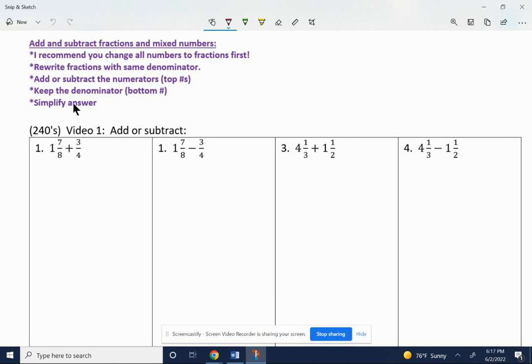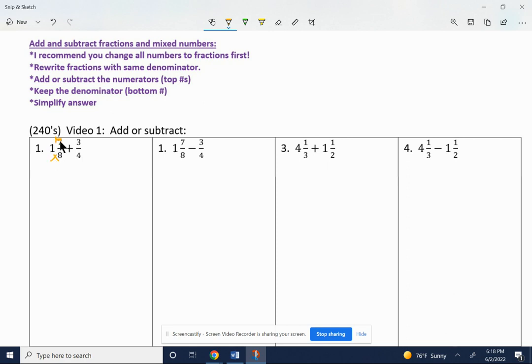Okay, let's go through the first two together. 1 7/8 plus 3/4. What I want to first do is change 1 7/8 to a fraction. I'm going to multiply the 1 and the 8, and then I'm going to add the 7.